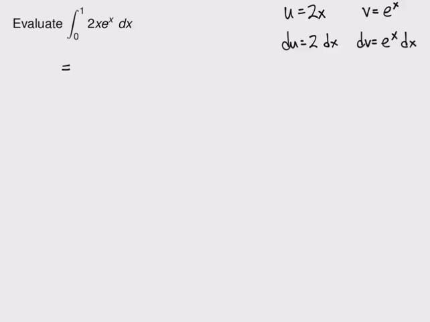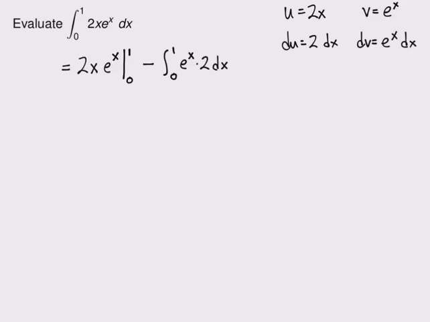The first step of integration by parts is to write out u times v. So that's 2x e to the x. And I'm going to immediately write next to it this bar with the same limits of integration, 0 to 1. This means evaluate this function from 0 up to 1. Now I'm going to write the next part of integration by parts, minus the integral, and it's going to be the definite integral of v du, and that's e to the x times 2 dx.